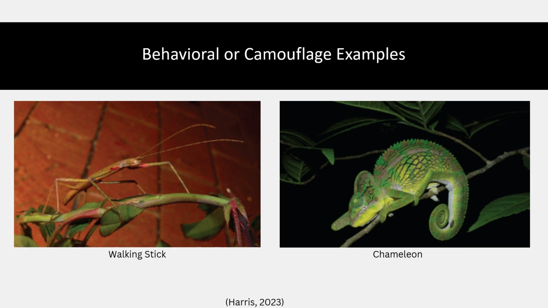We can have behavioral or camouflage examples. The first example is a walking stick. It looks just like a stick, and they usually hang out on plants. They blend in very well. We also have a chameleon, which will change color depending on its environment. They also have specific movements. They go very slowly, and they do this rocking motion where they mimic a plant being blown by the wind, so it doesn't look like the rapid movement you see in a lot of animals. It looks more like a leaf blowing on a tree.